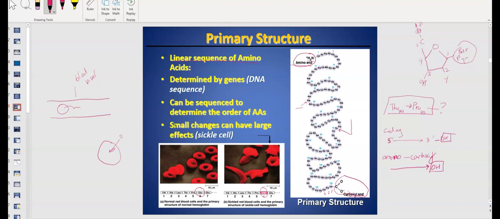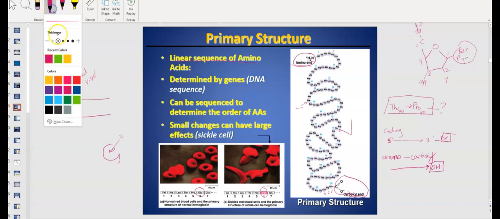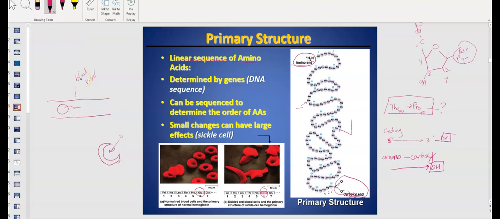But there's not enough oxygen, so it would make your balloon kind of collapse. And in this case, it collapses into a sickle shape. That didn't work out. Collapses into a sickle shape. And so now you have these sickle cells going through your bloodstream, and they catch in here.